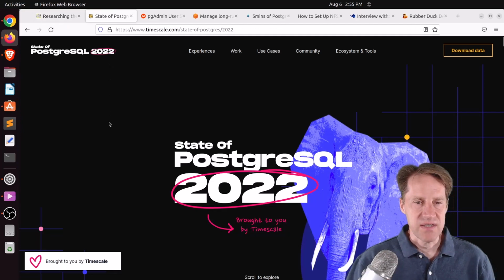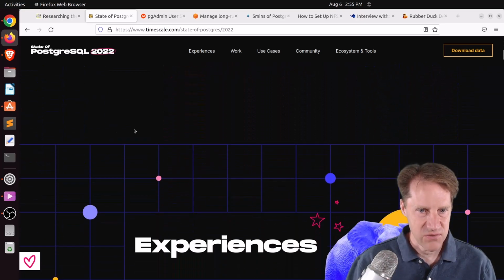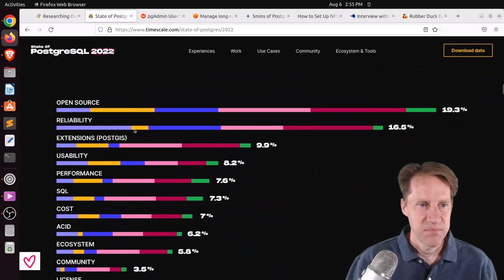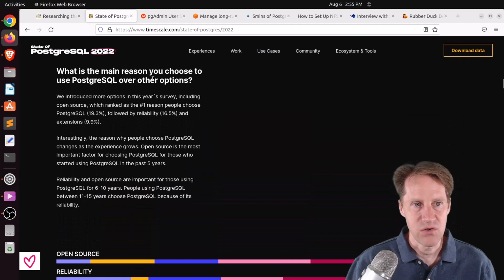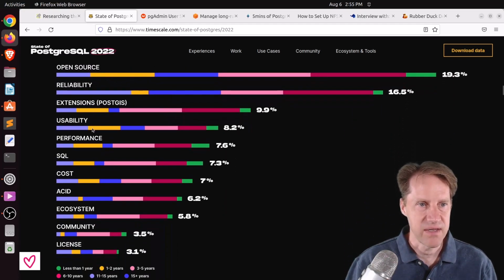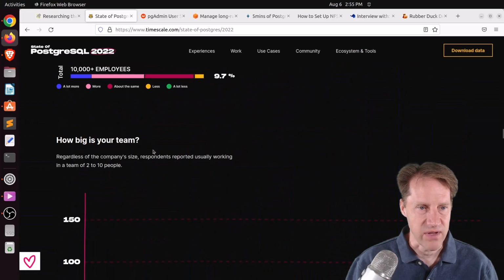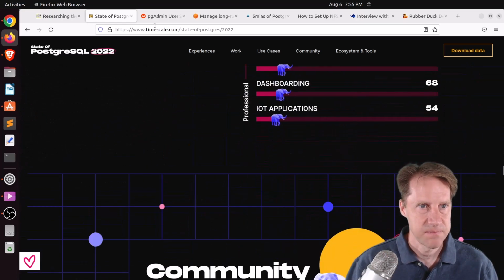The next piece of content, State of PostgreSQL 2022. This is from timescale.com, and this is pretty much the full results, I believe, from the survey. It's been mentioned in some blog posts, but here's the full survey that asks questions such as, what's the main reason you chose PostgreSQL over other options? And they're talking about open source, reliability, the extension network that's available like PostGIS, and a lot of other points in the survey. So if you're interested in this type of information, definitely check out this blog post.